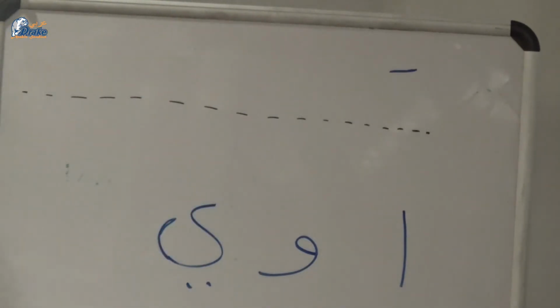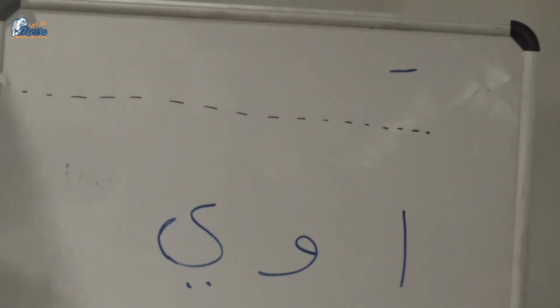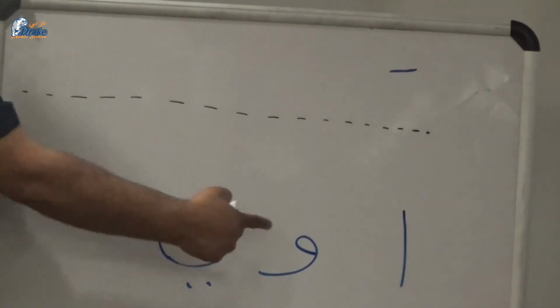So this movement is called fatha. You don't have to learn it now, but eventually you can recognize it. Let's call it the bar on the top, okay? That is a, and this is a.